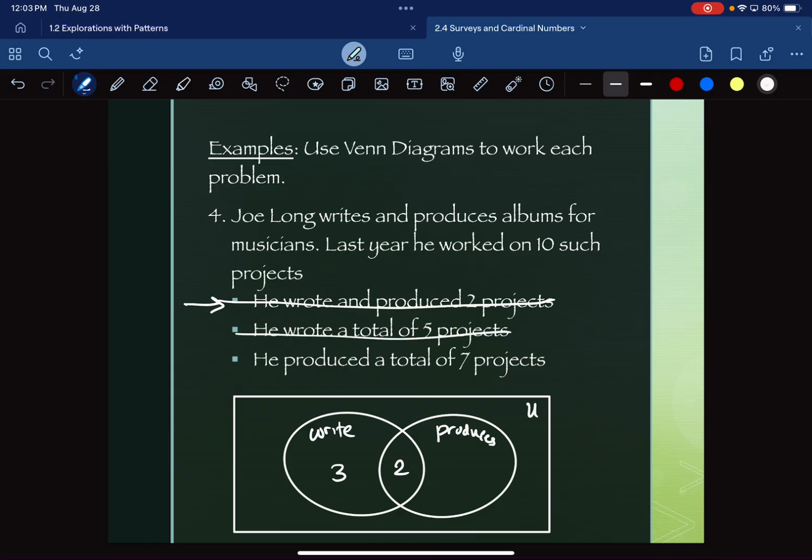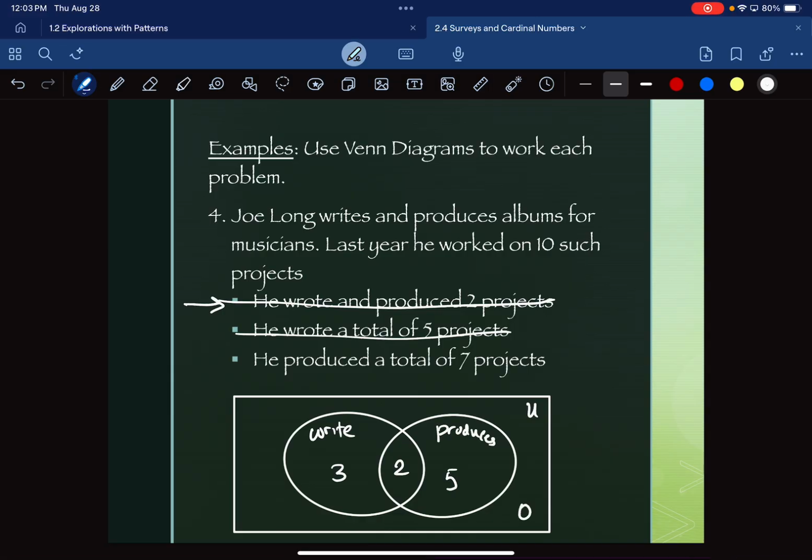Now it says he produced 7. So what number will I put where? A 5 out here. Okay? The entire circle produced is now 7, which is what it's supposed to be. And I still need a number in the outside region. What's that number going to be, though? 0. It's actually going to be 0.